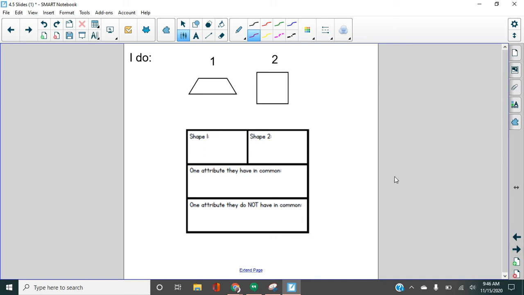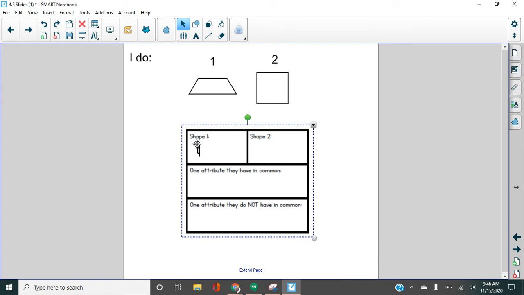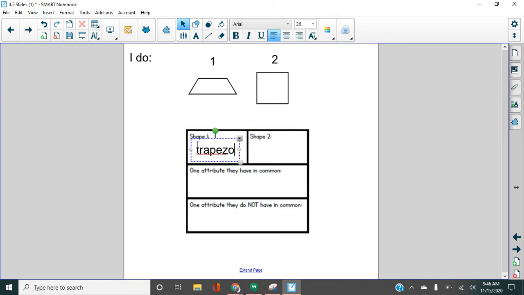Okay, so when we look at shape one, right? Shape one, do you remember its name? It's called a trapezoid. So I'm going to put that there, trapezoid. Shape two is a square. So I'm going to think, what's one thing that they have in common? They both have four sides.